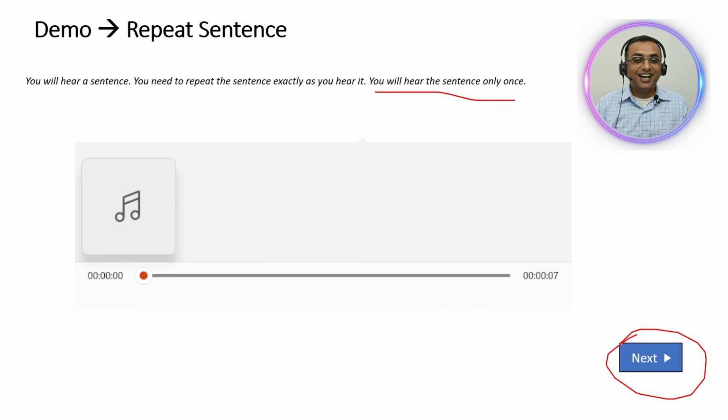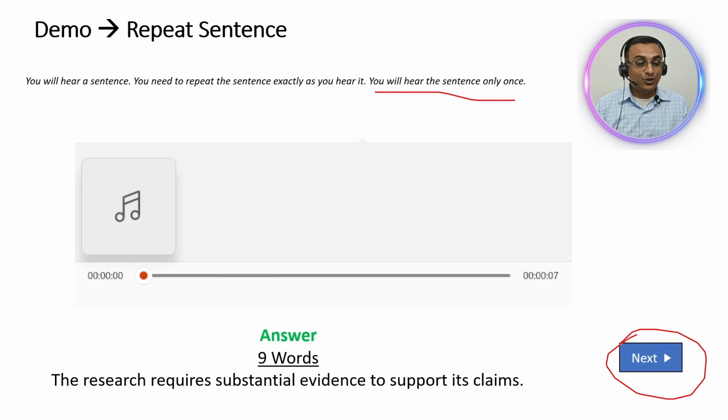Let's look at the answer. The answer is, it had 9 words, and the sentence was, the research requires substantial evidence to support its claims. I've repeated all the 9 words without hesitation, without any repetitions or corrections, and with complete fluency, just like how I performed in my read aloud question. So this is the correct way of responding for repeat sentence question.